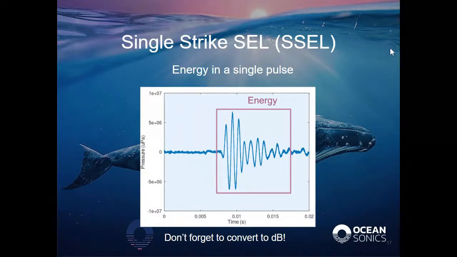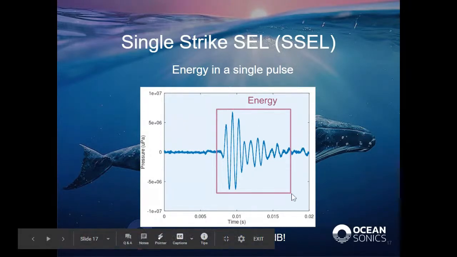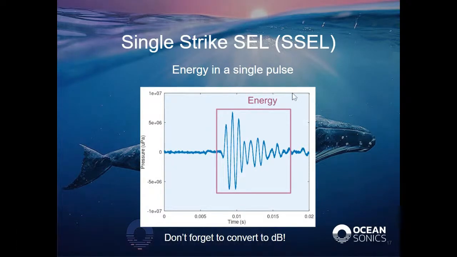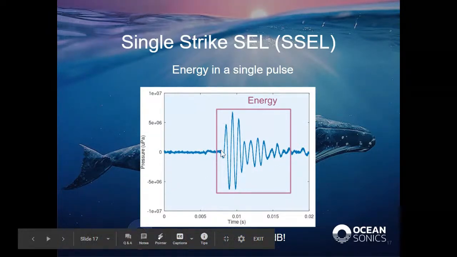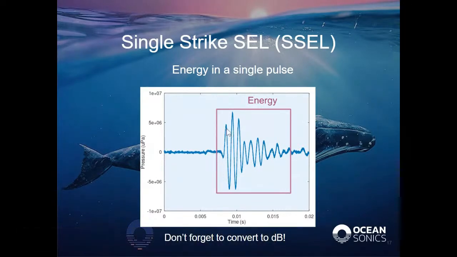So we're going to talk about two types of sound exposure levels. The first one is for single pulses. It's called single strike SEL, and it's often denoted as SEL. So it calculates the energy in a single impulse. In the example waveform that we have, we would first isolate the pulse in time, and then calculate the energy over that time segment. So we would square the pressure and integrate over this time. And again, it's a sound level, so it's always represented in dB.